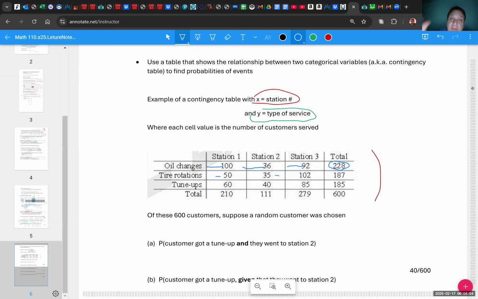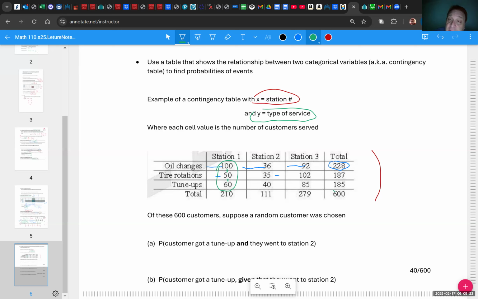And then the vertical totals are the same way. How many things happened at station 1? Well, 100 oil changes, 50 of the tire rotations, and 60 tune-ups. So these 3 things were all the things that happened in station 1. So you add those together, 100 plus 50 plus 60. So the totals just add up to be the horizontal rows and the vertical rows. So that's all the totals are.